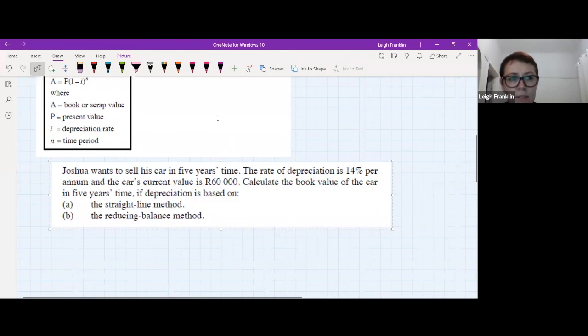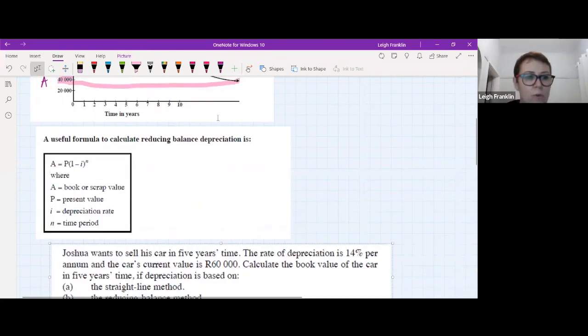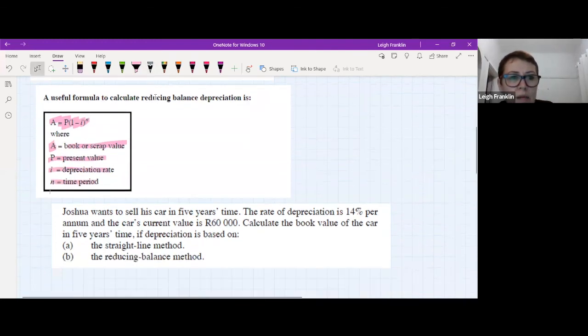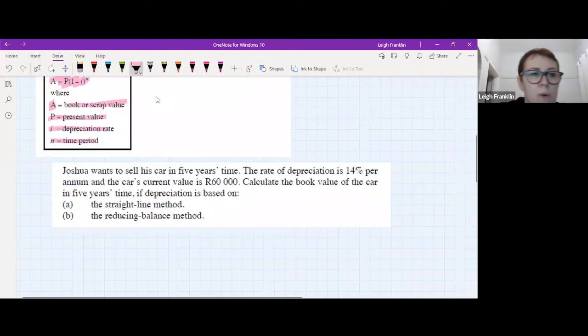All right, so here's the formula. A equals P(1 minus i)^n, where A is the book or scrap value, so what it's worth at the end. P is its present value, i is the rate of depreciation, and n is your time period. Because I want to save time, I'm not going to worry about doing the other method right now. We'll talk about that on Thursday. Let's just talk about the reducing balance.